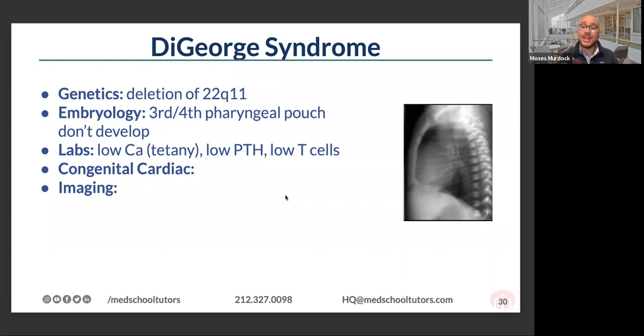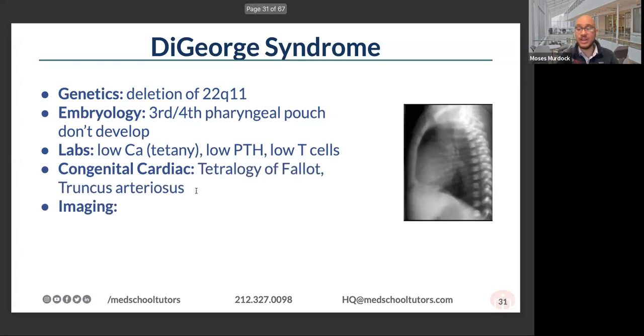Okay. Can you all in the chat name some of the congenital cardiac disorders that are classically associated with DiGeorge syndrome? Yep, so the thymus is affected. Tetralogy of Fallot, that's absolutely correct. There's one other one that's a classic association here, that if you see it, you should think DiGeorge in the appropriate clinical context. Truncus, yes, perfect. So tetralogy of Fallot and truncus arteriosus.